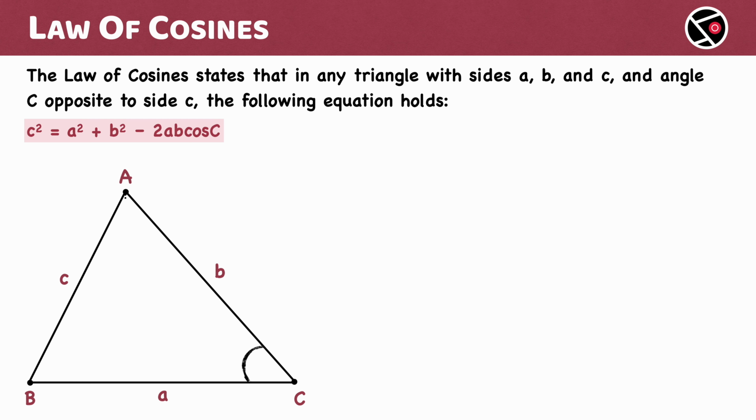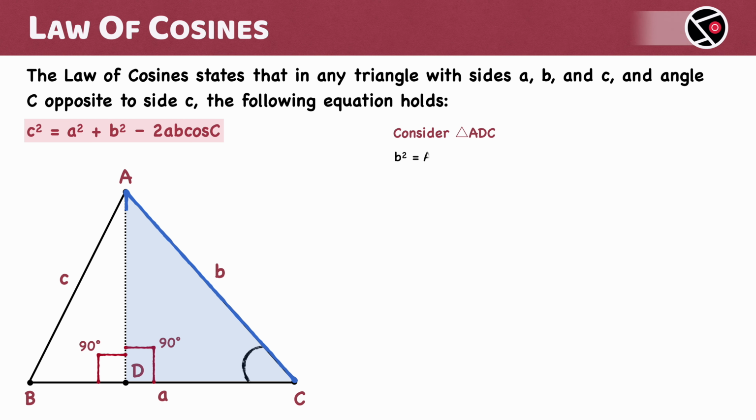We start by drawing AD perpendicular to BC. Angle ADB equals angle ADC, both at 90 degrees. Now, consider triangle ADC. This is a right-angled triangle. So, applying Pythagoras theorem, we get B square equals AD square plus DC square.